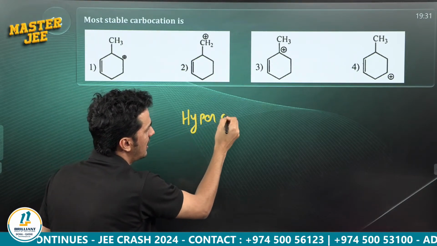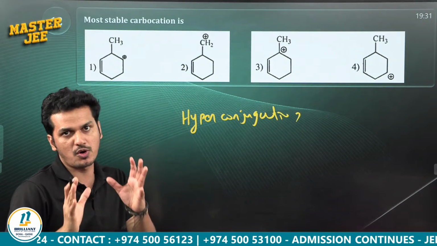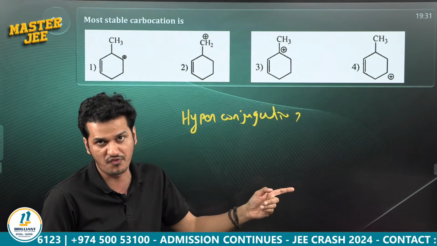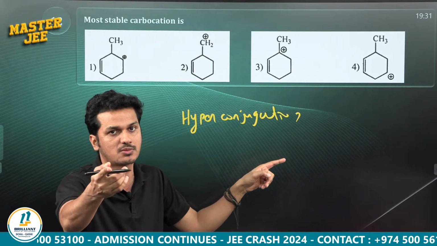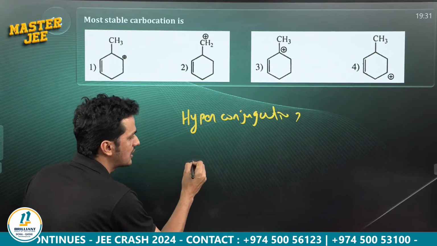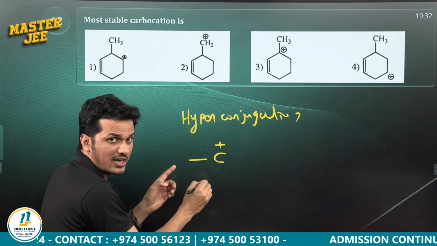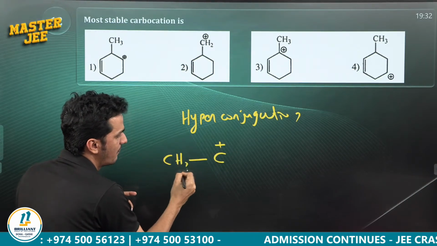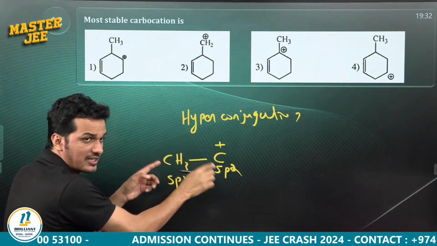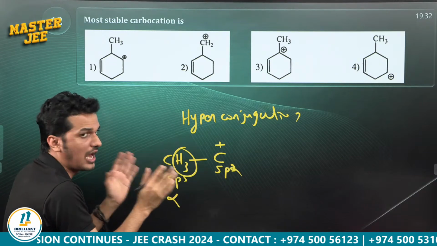Hyperconjugation. Obviously inductive effect is there, but hyperconjugation effect is more powerful than inductive effect. Then more than hyperconjugation, resonance is more powerful. We know that. So how will we check the hyperconjugation? We have to check the number of hyperconjugation by using alpha hydrogen. The carbocation is sp2, the attached carbon is sp3, called the alpha carbon, and the hydrogen on it is called alpha hydrogen.